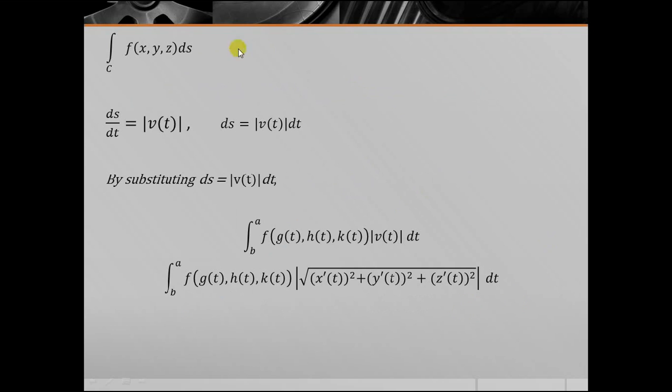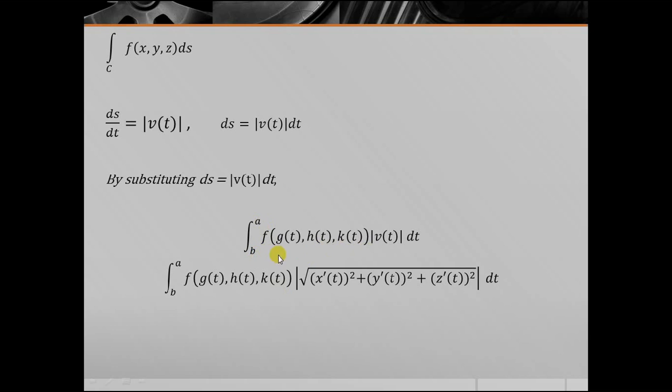Here we have the line integral of f over curve C. Notice that this integral is with respect to ds. Previously, we learned that ds over dt is equal to the magnitude of v. With some modifications, we get ds equal to magnitude of v dt, just like the one over here. By substituting ds equal to magnitude of v dt, and supposing that t values range from a to b, then we have an integral with respect to dt with the upper limit as b and the lower limit as a.